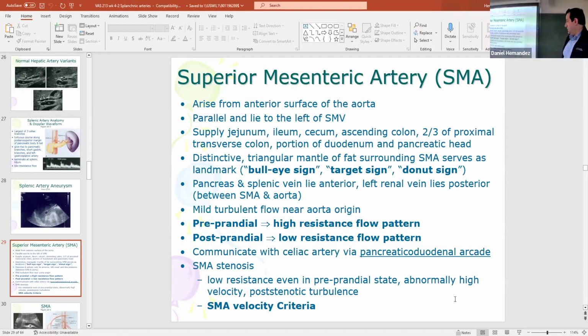With SMA stenosis, one of the ways we can diagnose this is if we see a low resistant flow pattern even in the preprandial state. That's why it's very important when you're doing this study that the patient truly is fasting and truly NPO, because that could skew your results. If we also see any abnormally high velocities and post-stenotic turbulence, this can also lead to a diagnosis of SMA stenosis. And with this, we also have a velocity criteria that we'll see in a moment.